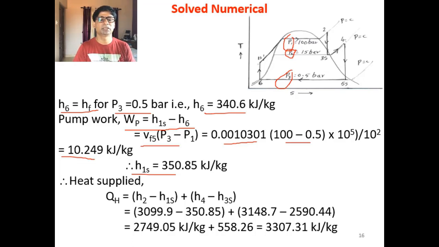Heat supplied is nothing but, now there are two heating processes. One is from 1s to 2, this is the heating in the boiler. Then reheating from 3s to 4. So all of you have to note this, it is very, very important. So H2 minus H1s is the heating in the boiler, and H4 minus H3s is the reheat. So if you substitute for all the values, just check out these values. There may be some substitution error or calculation error. So the method is correct. So all of you are requested to verify the substitution and the calculation. So you get it as 3307.31 kilojoules per kg.